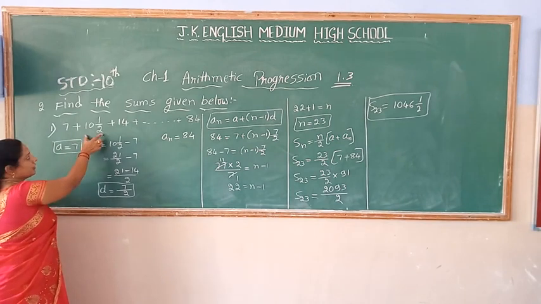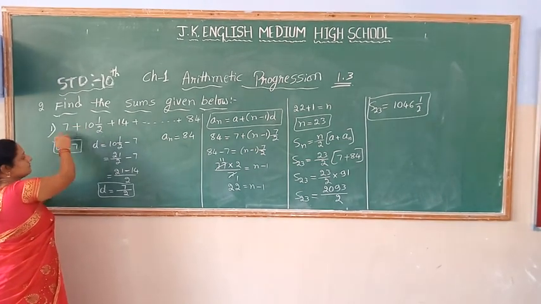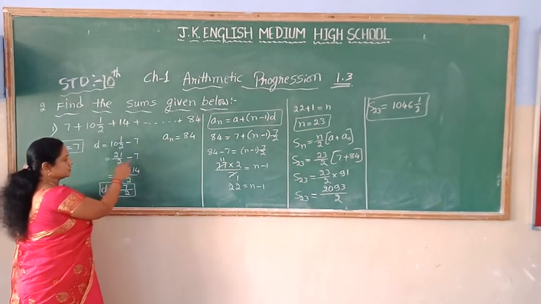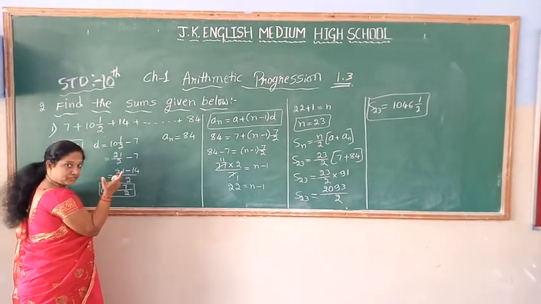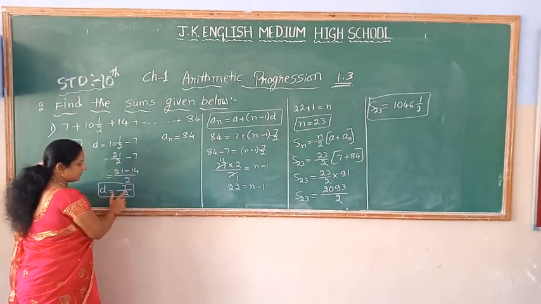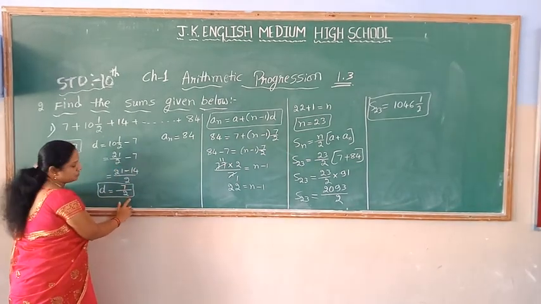The D value I can find out by subtracting the first term from the second term. The terms are mixed fractions, so convert the mixed fractions to improper fractions, and then subtract the fractions. Like this, you have to take the LCM and subtract. Then you get the D value as 7 by 2.